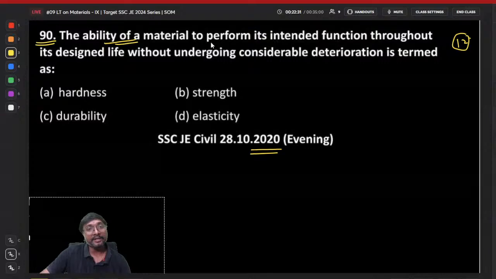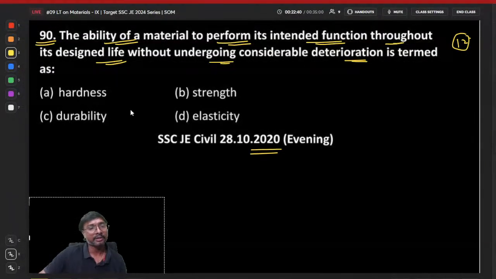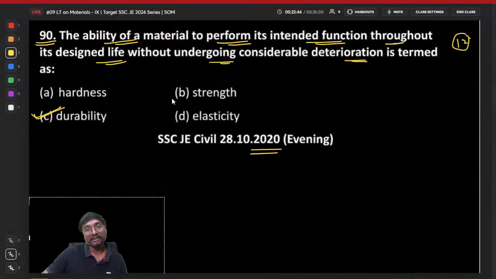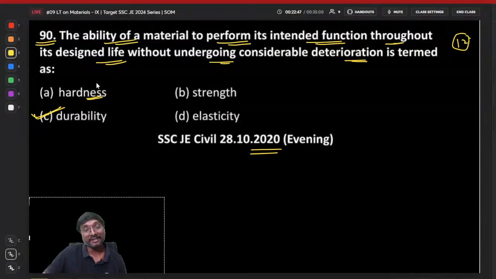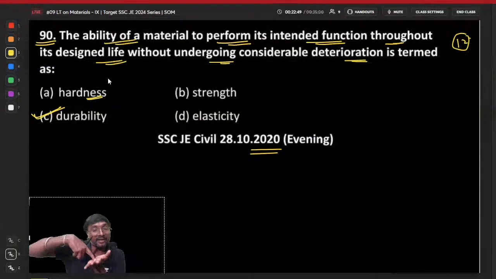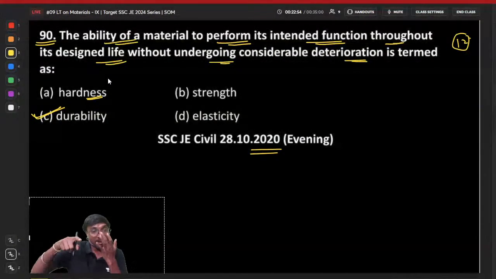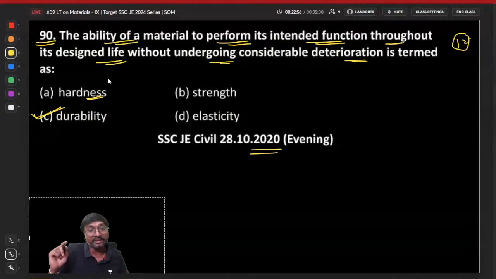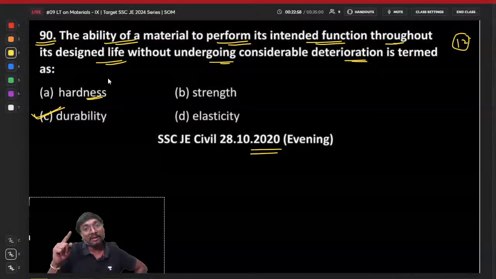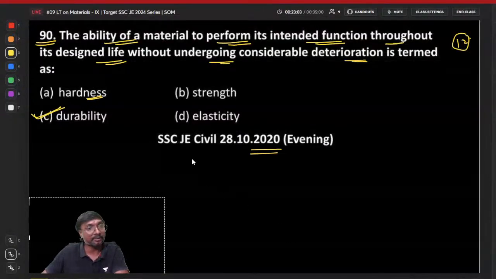The ability of a material to perform its intended function means it will be performing its duty throughout the designed life without undergoing considerable deterioration. So what is that you can say? It is your durability, na? Hardness is what? Resistance against pressing or indentation or rubbing. That is hardness. Strength means what? It is the maximal load that it can take. Elasticity is what? It is a property of material by which it will regain the original shape and size, right? After the removal of load within the elastic limit.